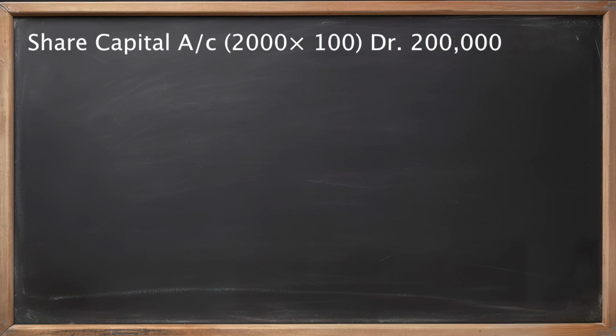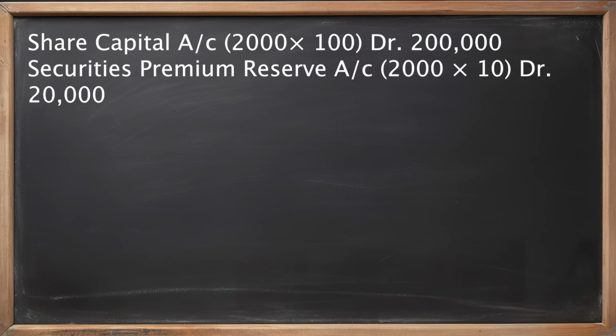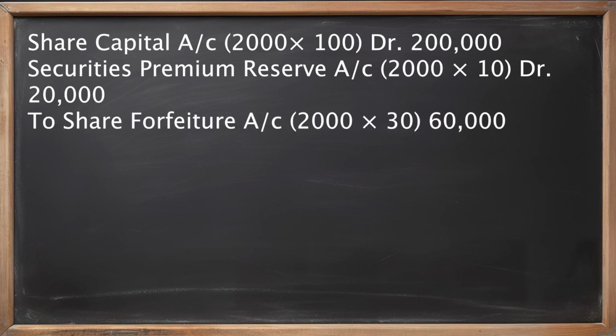The journal entry for forfeiture of shares would be: share capital account debit rupees 100 multiplied by 2000, that is rupees 2 lakh, which is the total called up capital amount. Securities premium account debited rupees 10 multiplied by 2000 shares, that is rupees 20,000, which is the amount of premium called but not received. To share forfeiture account, 2000 shares multiplied by rupees 30, that is rupees 60,000, which is the total amount received by the company.